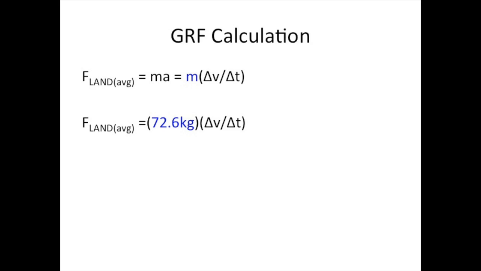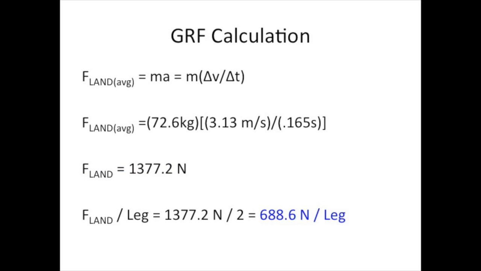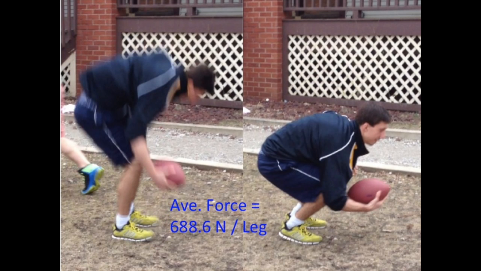So substituting in the known values, 72.6 kilograms, 3.13 meters per second, and 0.165 seconds, we find the ground reaction force to be 1,377.2 newtons. In order to isolate a single leg, we divide the force by 2, so that force on a single leg is equal to 688.6 newtons.